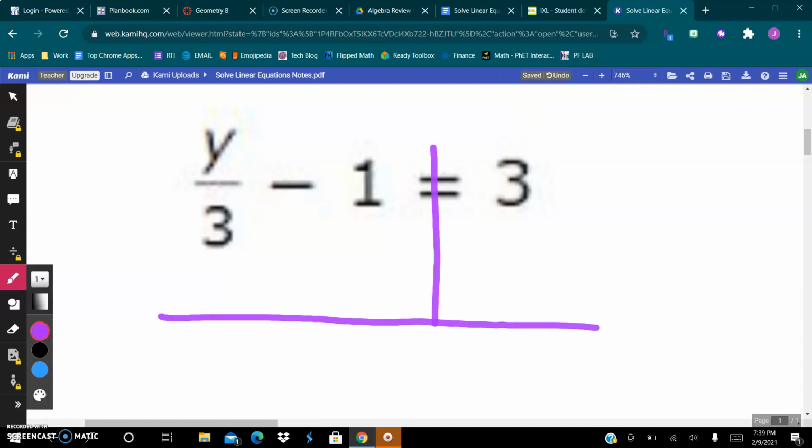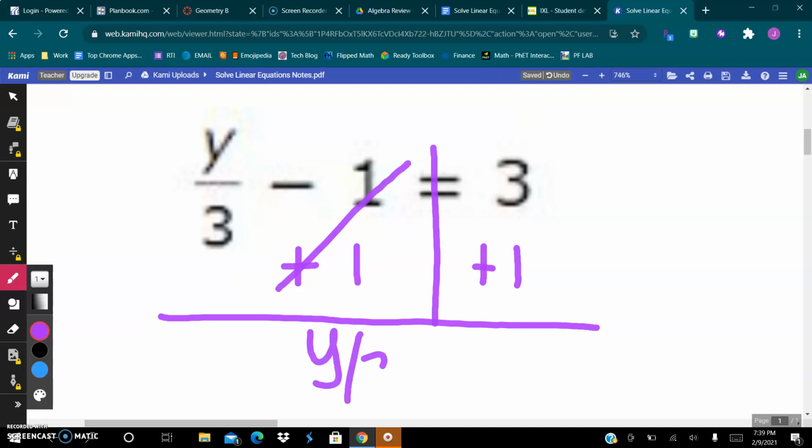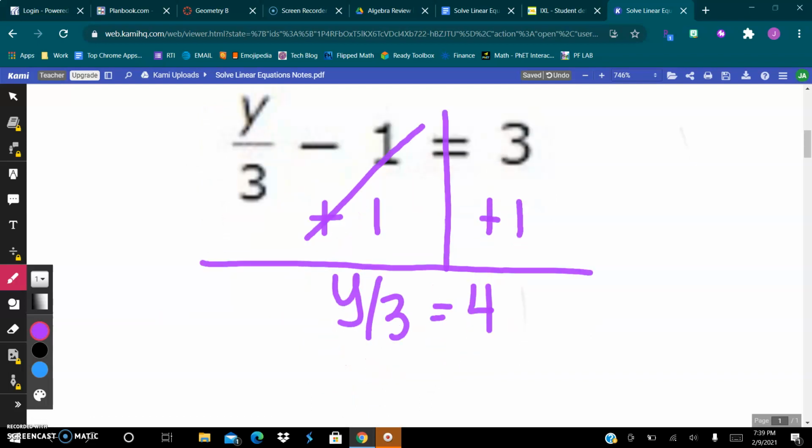On the side where the variable is, the number that's farthest away, but still on the same side, is the one that has to go first, so that minus 1. So we're going to do the opposite. We're going to add 1, and remember, if we do it on one side, we have to do it on the other. So these ones would cancel, and we would be left with y over 3. And then on this side, 3 plus 1 is 4.